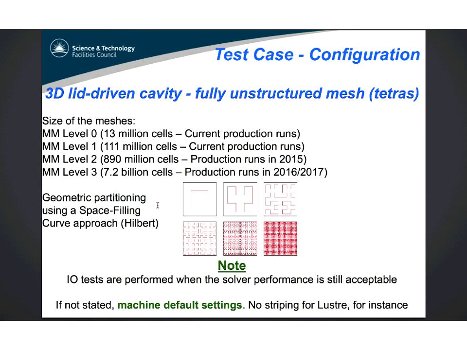The level two corresponds to production runs that we expect to run next year. And level three, which has 7 billion cells, the production run would be performed in 2016-2017, and that's probably where more multi-scale and multi-physics is going to be used. Talking about the distribution onto the different cores, the partitioning is performed by the space-filling approach using the Hilbert pattern, which is represented here.